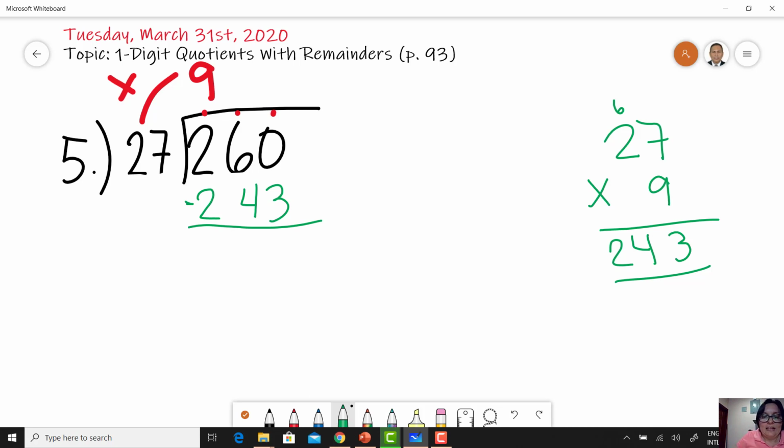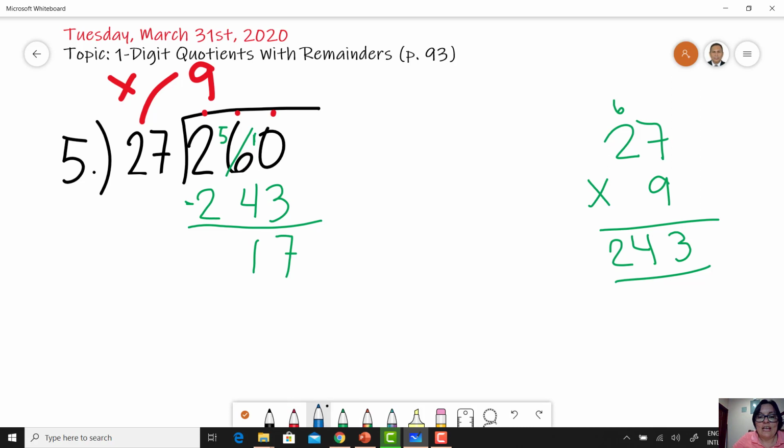Okay, so remember that we cannot say 0 minus 3. So this one becomes number 5, if 6 becomes number 5, and number 0 becomes 10. 10 minus 3, 7. Excellent. And 5 minus 4, 1. So in here we have a remainder of 17. So what we have to do is to check.